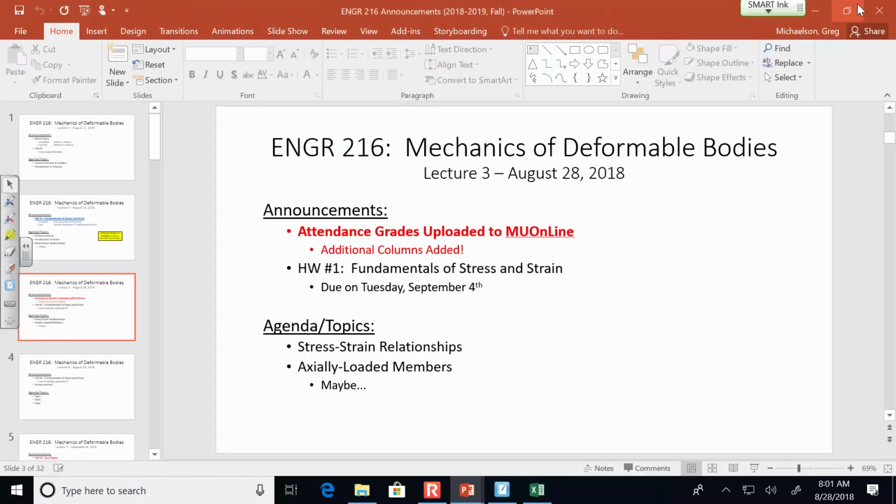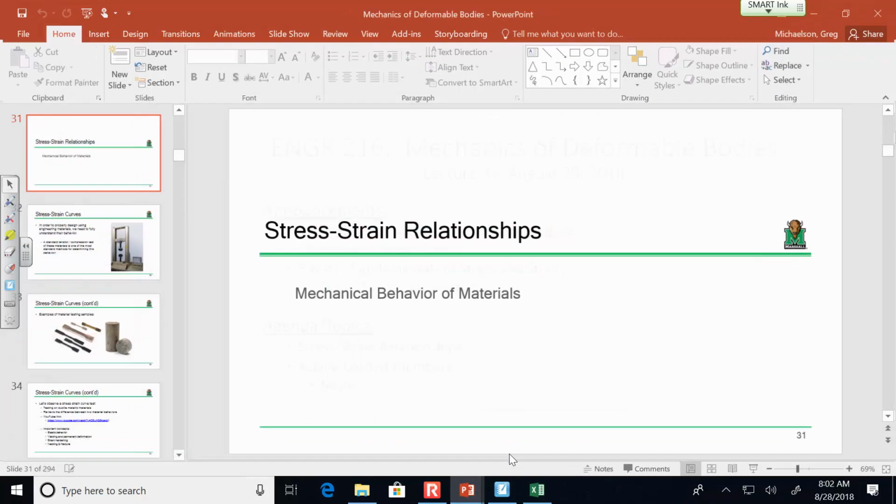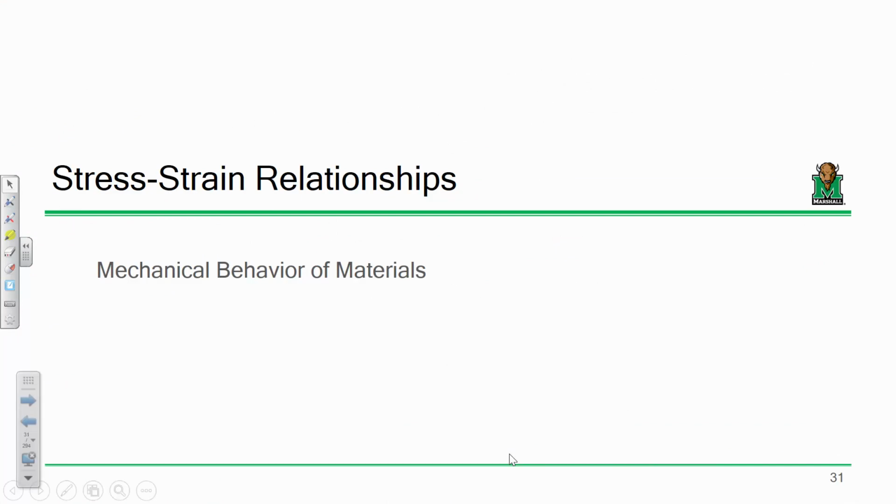All right. So today, what I want to do is try and tie up the fundamentals that we've been talking about. If you recall, last week we spent time defining two fundamental concepts in this class: what is stress and what is strain. In a nutshell, stress and strain are two quantities that we use to remove geometry from the situation.